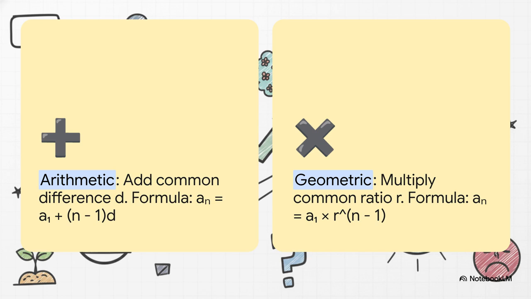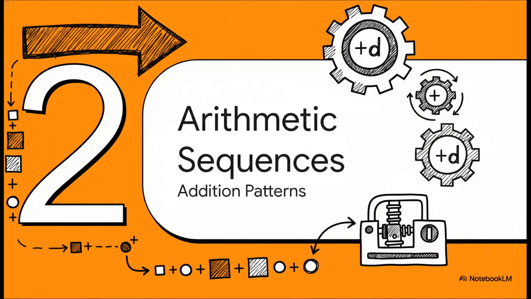Now, on the right side, we have geometric sequences. These are your multiplication patterns. They grow by multiplying by the exact same amount each time, which we call the common ratio, represented by the letter r. That formula is a sub n equals a sub 1 times r to the power of n minus 1. And just a quick note, for both of these formulas, a sub 1 is simply your starting number, your very first term. Let's kick things off with our first category, the arithmetic sequences, those addition patterns we just talked about.